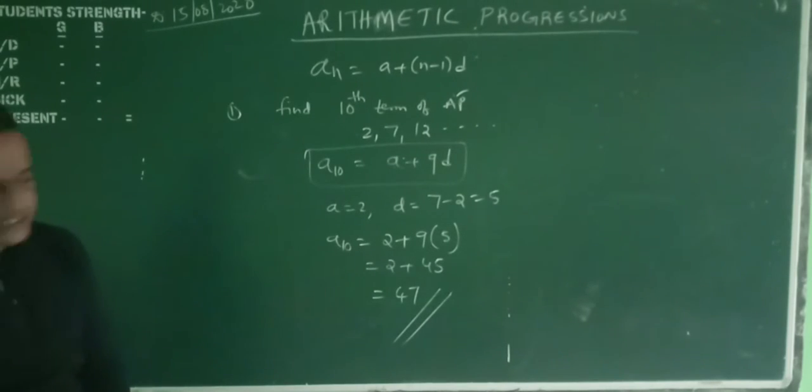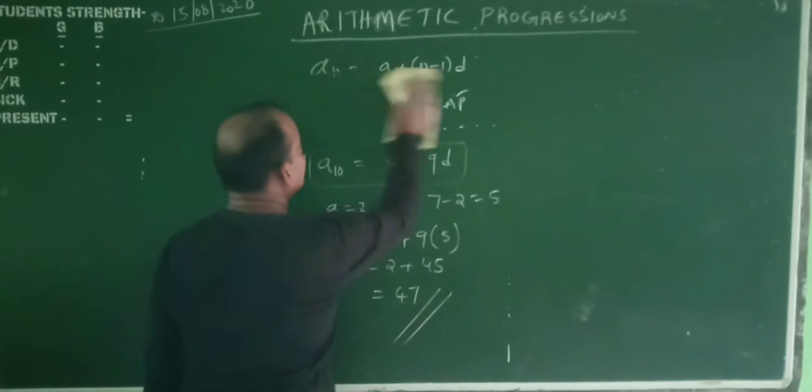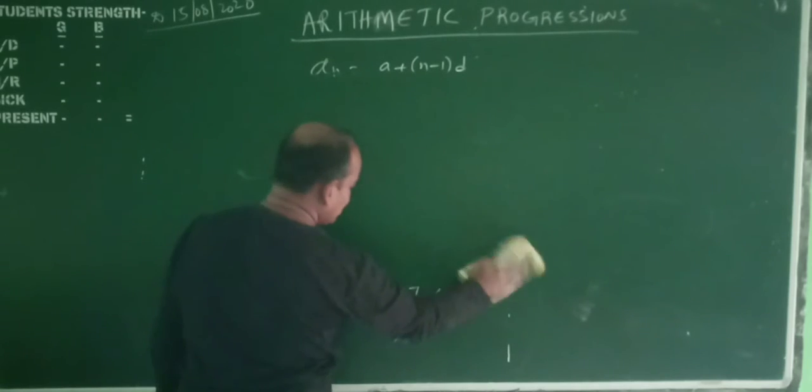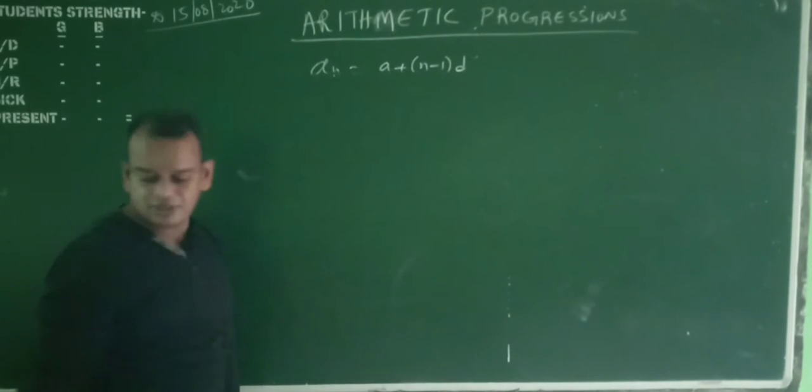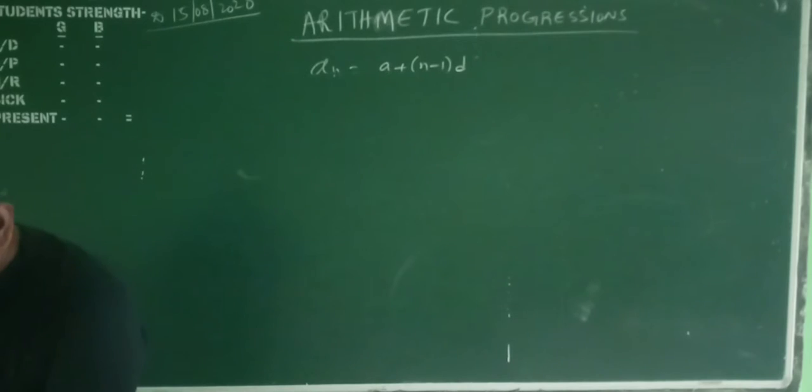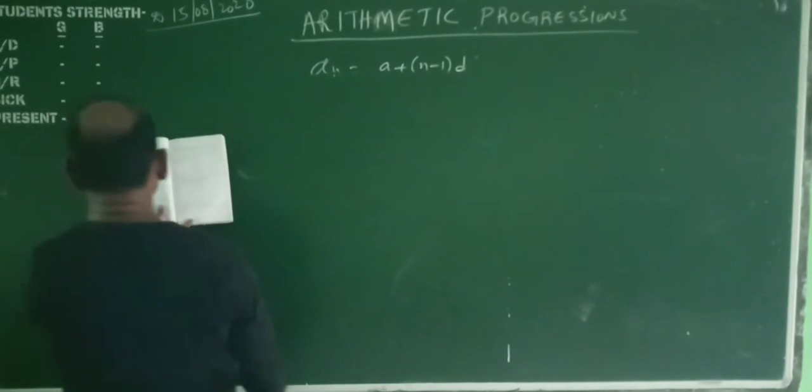Okay. Next question. We will go to the next question. Now remember that formula: An is equal to A plus n minus 1 into D, my dear students. Now, what is going on? Which term of the AP?